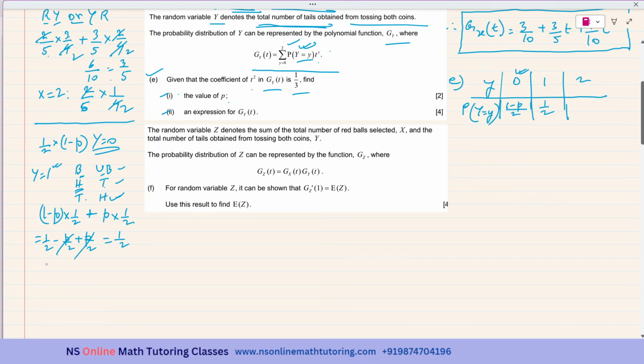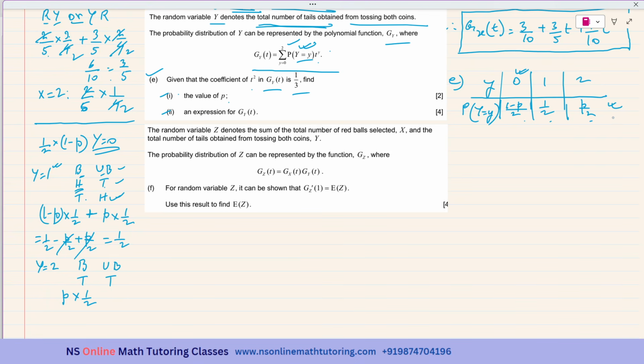And then y equal to 2. That means biased coin is having a tail and the unbiased coin is also having the tail. So the probability for the biased coin will be p, and for the unbiased coin it will be half. So the probability will be p over 2. And if you add these three probabilities, you get the sum total as 1. This confirms that the probabilities that we have written are correct.